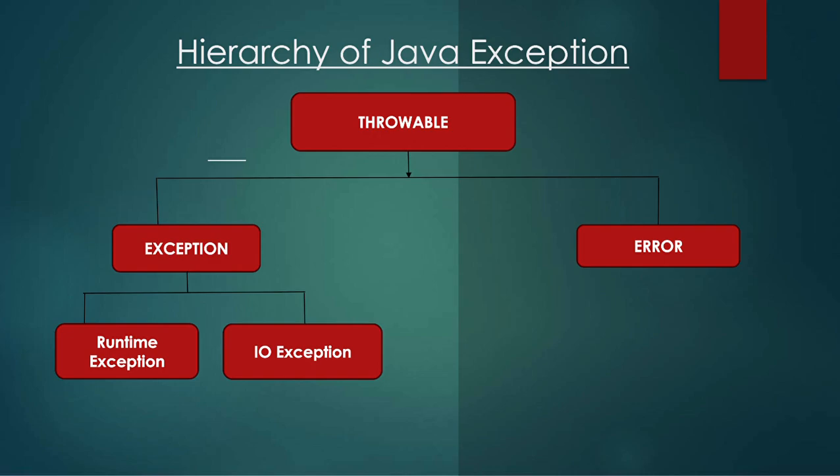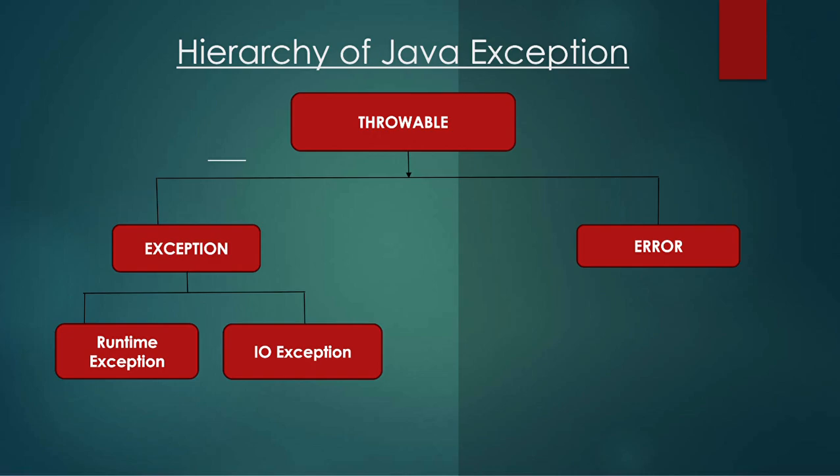But before that, if we talk about the number of exceptions, we have RuntimeException, IOException, SQLException, FileNotFoundException, ArrayIndexOutOfBoundsException, ArithmeticException. These kinds of exceptions can occur at runtime, and they can occur at compile time. We will discuss this in the types of exceptions.